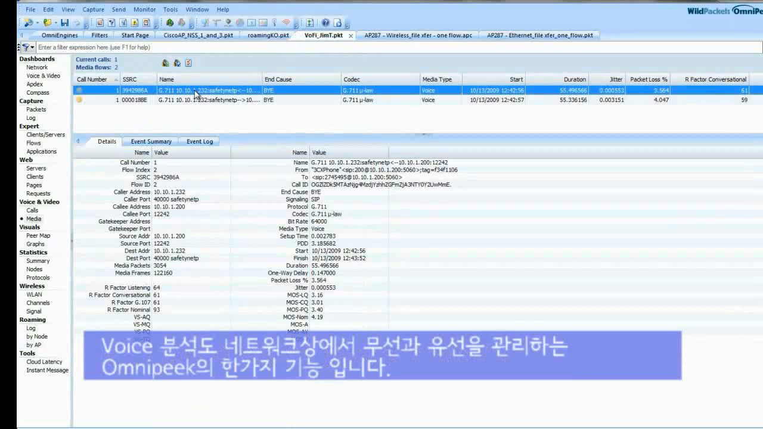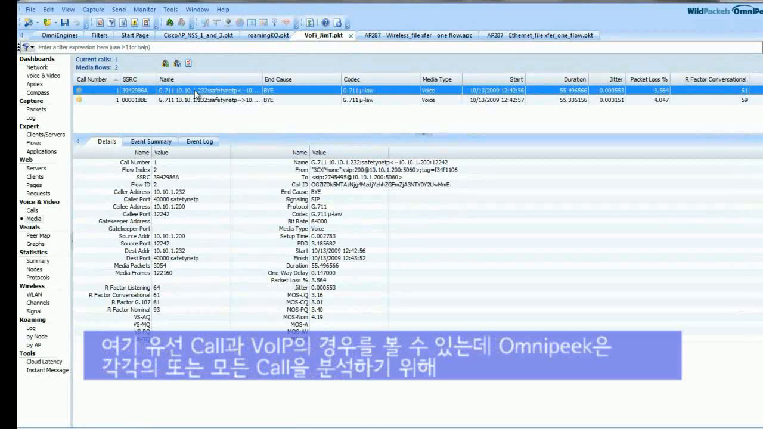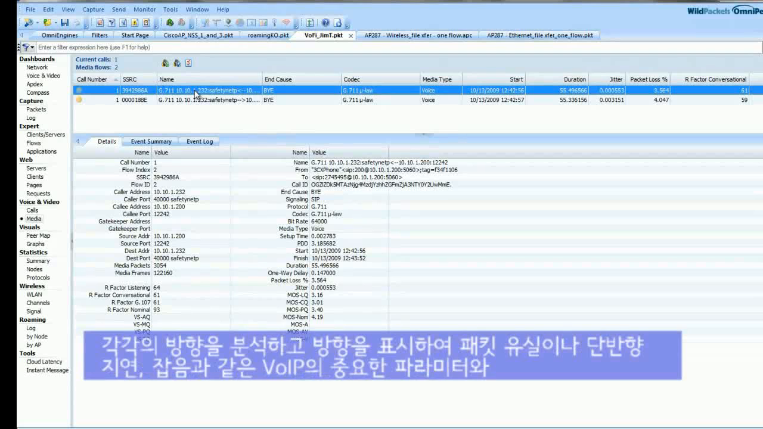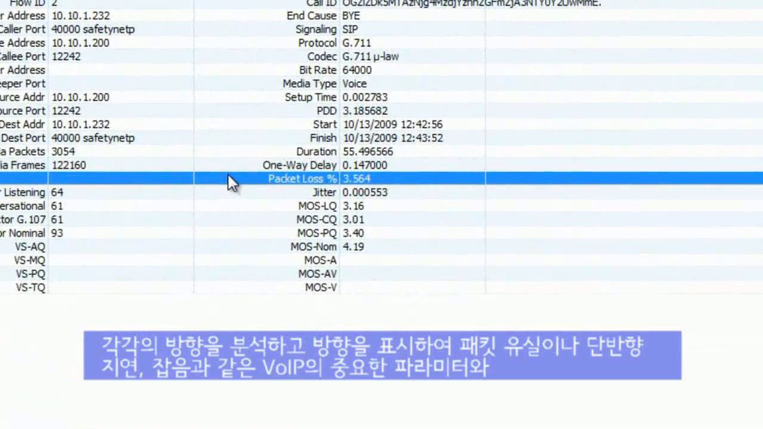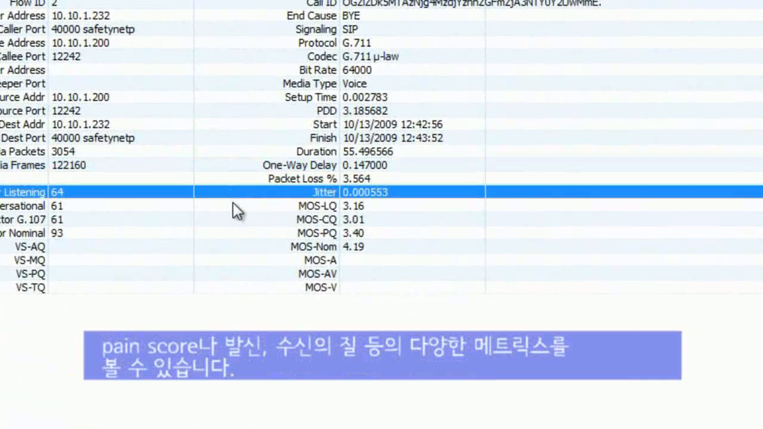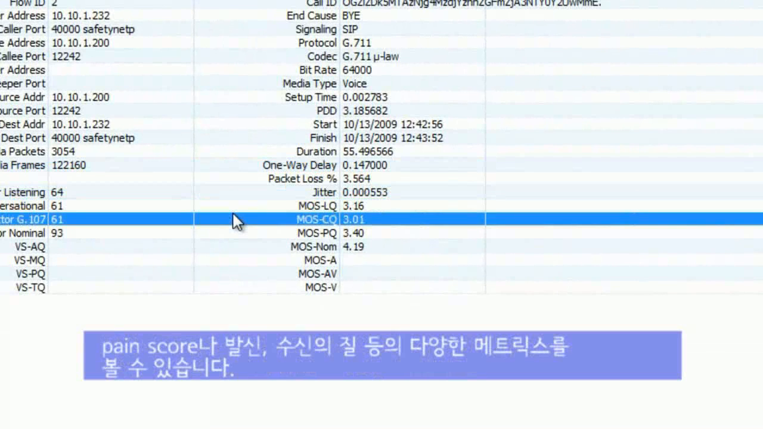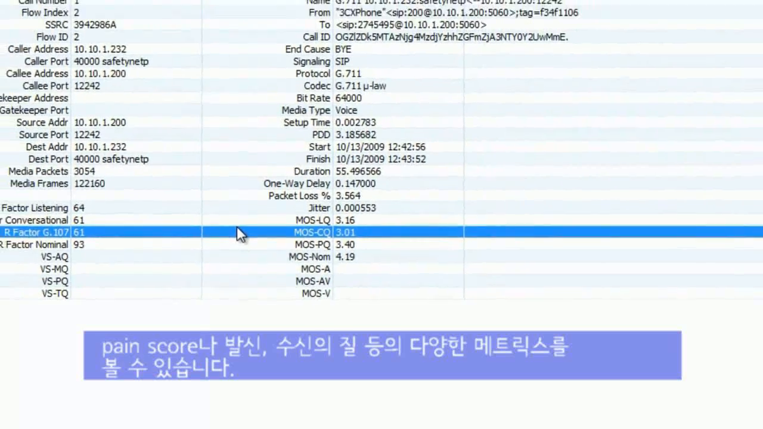Voice analysis is part of OmniPeek and handles both the wired and wireless side of the network. Here we're looking at a wireless call, or in this case often called VoFi, a voice over wireless call, and we can see that in OmniPeek we're able to analyze each and every one of those calls. We analyze them by each individual direction of the call. We highlight one direction, and we're able to see critical parameters about the voice over IP call, like the packet loss, the one-way delay, the jitter, and the various metrics that are available, like the mean opinion score, listening quality, call quality, etc., that show you the quality of that call.